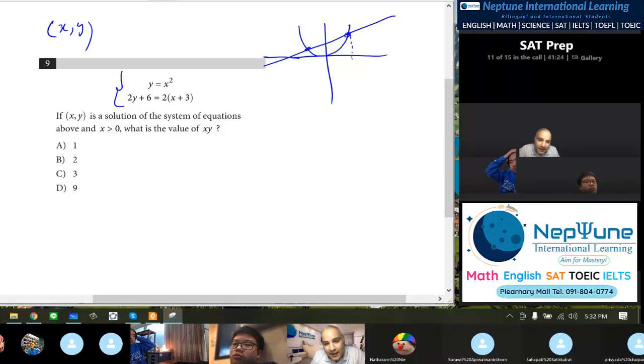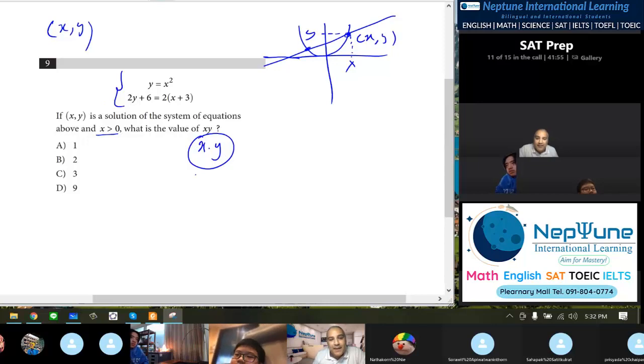So this one has an x coordinate and y coordinate. At this point x and y, both of the equations will be the same. At this x, both of them will have the same y. And there are two, but we want only one of them because x is more than 0. We want the positive answer. What is the value of x and y? X times y, the product. This is very important. You find x, y, and then you multiply them.